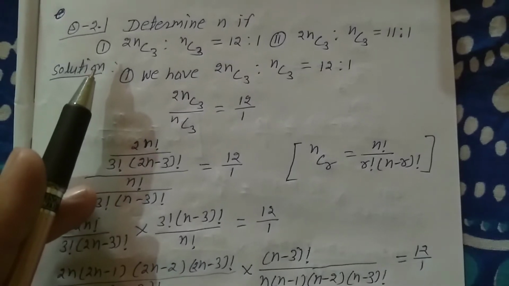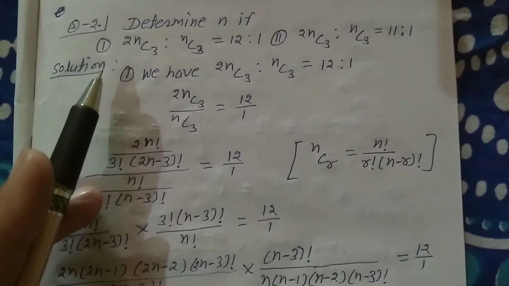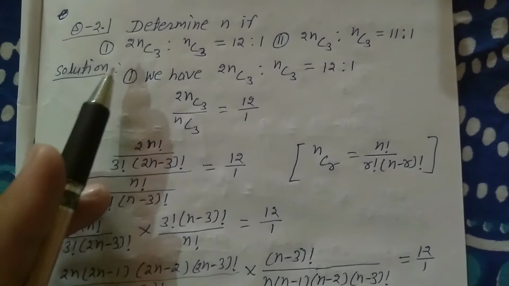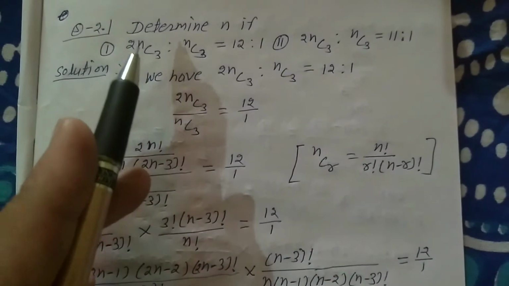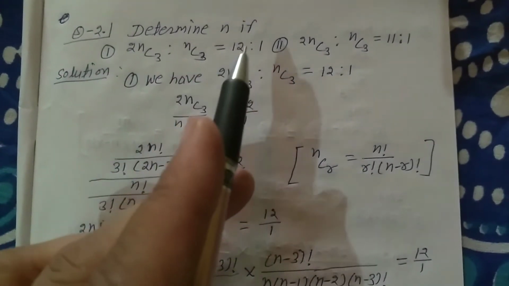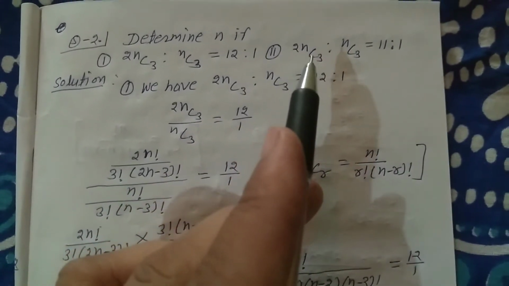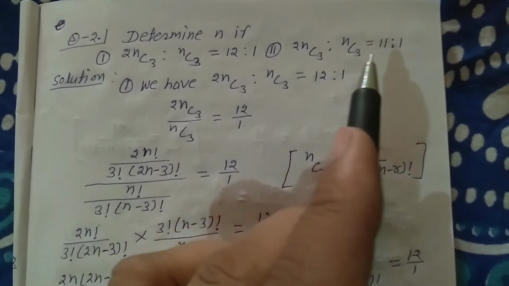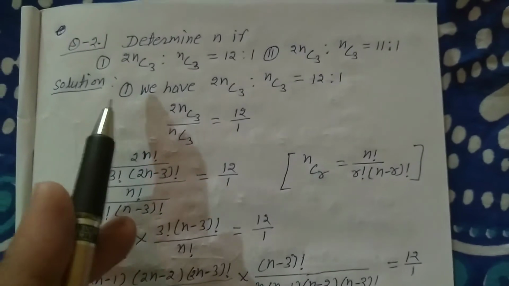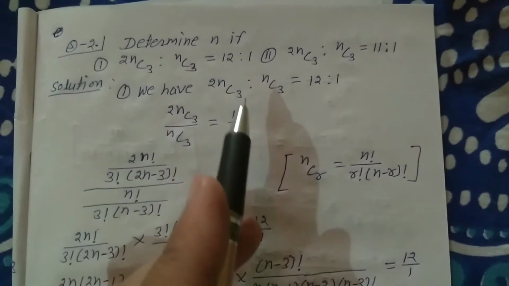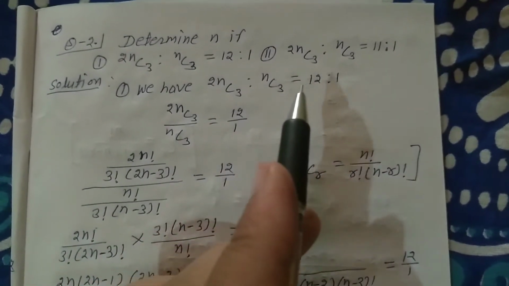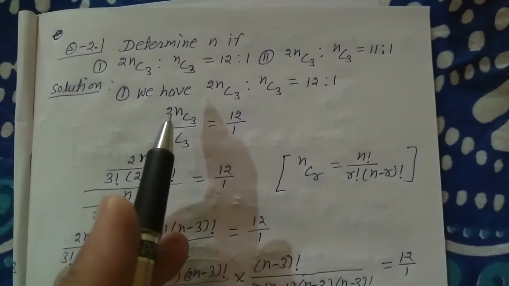Student question number 2, exercise 7.4, class 11th. Determine n if first, 2nC3 : nC3 is equal to 12 : 1, second, 2nC3 : nC3 is equal to 11 : 1. Solution start. First we have 2nC3 : nC3 is equal to 12 : 1.